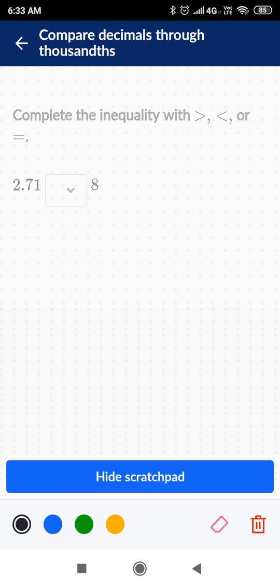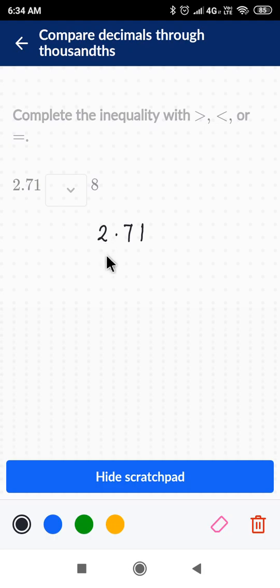How do we compare 2.71 with 8? One is a decimal number and another is an integer. Now remember that in an integer the last digit has the units digit, and in a decimal number the digit before the decimal is the units digit.